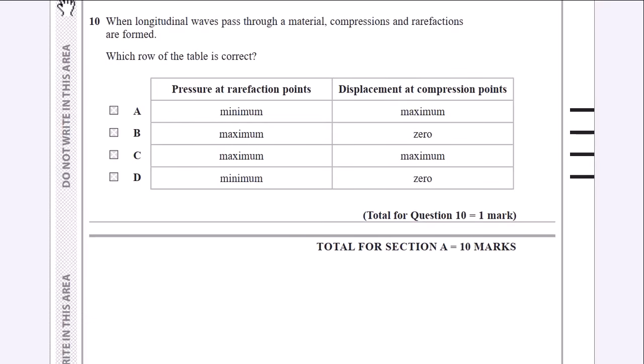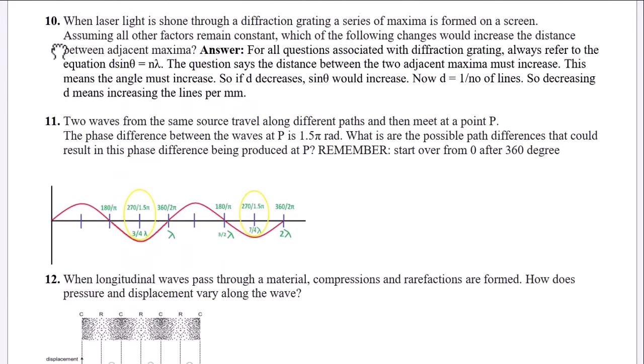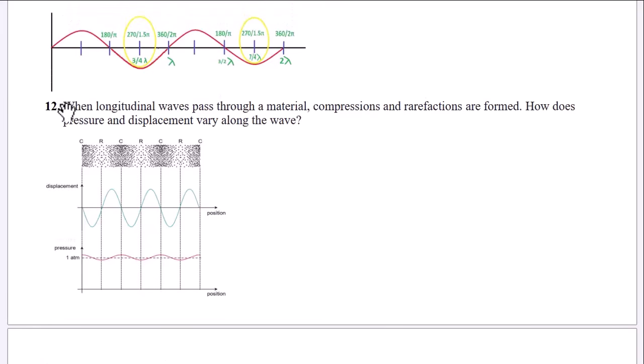So for question 10, let's see. A longitudinal wave passes through a material. Compressions and rarefactions are formed. Which row of the table is correct? For this, I want to show you just a small glimpse of my fact sheet. I have included this in section A, question 12. I have rephrased this in more generic terms. When longitudinal waves pass through a material, compressions and rarefactions are formed. How do pressure and displacement vary along the wave?